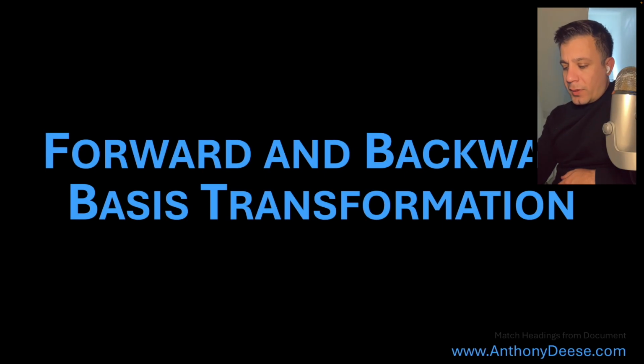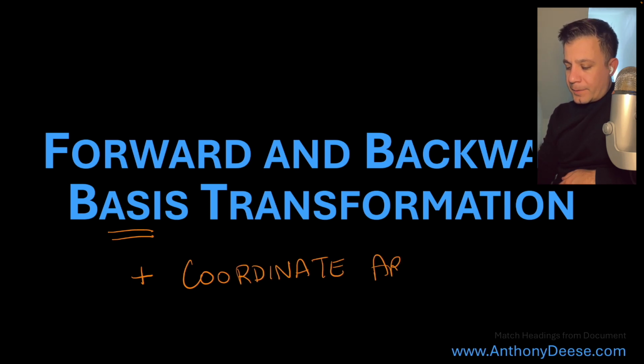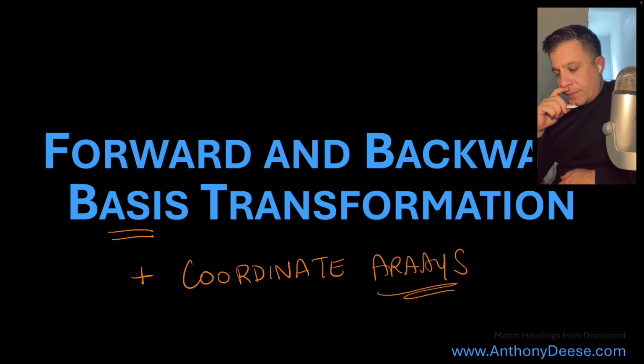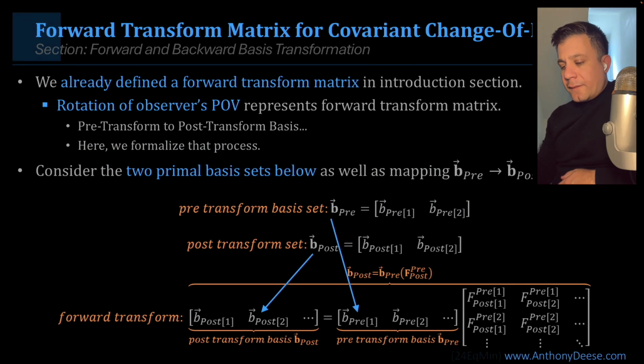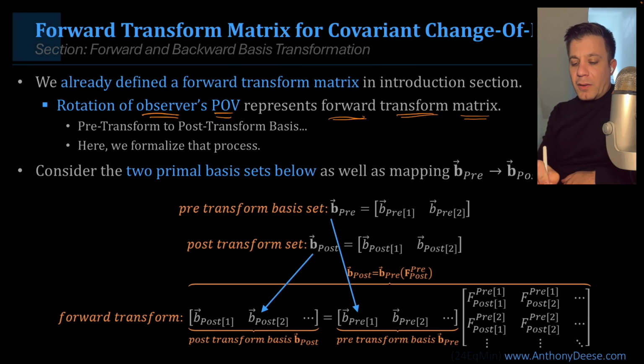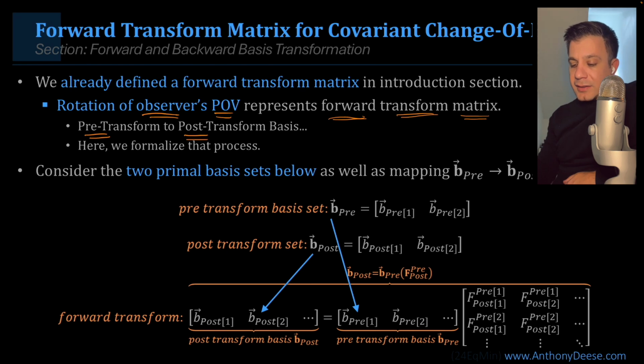Let's discuss how forward and backward transformations may be applied to both basis as well as coordinate arrays. So, we've already defined a forward transform matrix, and we did so in the introduction section that was associated with our example. And what we did was we defined the rotation of the observer's point of view, and we represented that as a forward transform matrix, although we didn't, at least not as far as I remember, specifically use that term. And so this took us from what we call the pre-transform to the post-transform basis. And essentially, this section is going to seek to formalize that process. So we don't have to rely on that example as heavily.